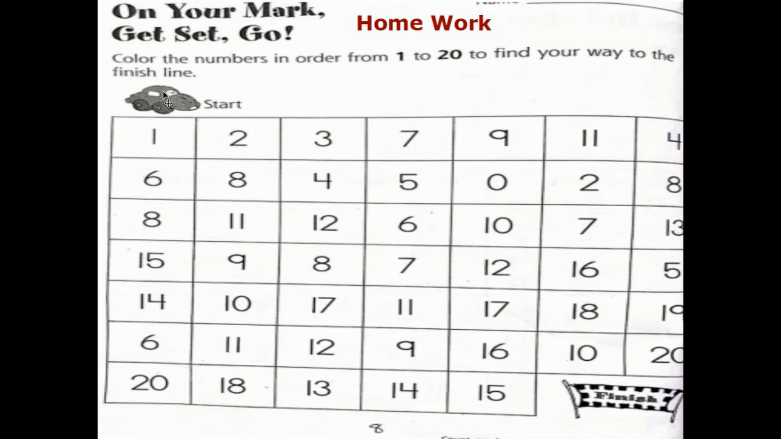Here you have the car's starting point, and where is the finish line? Here. So find your way. In what way does this car start at this point and complete its way? So you color based on the numbers 1 up to 20. So these are your homeworks.